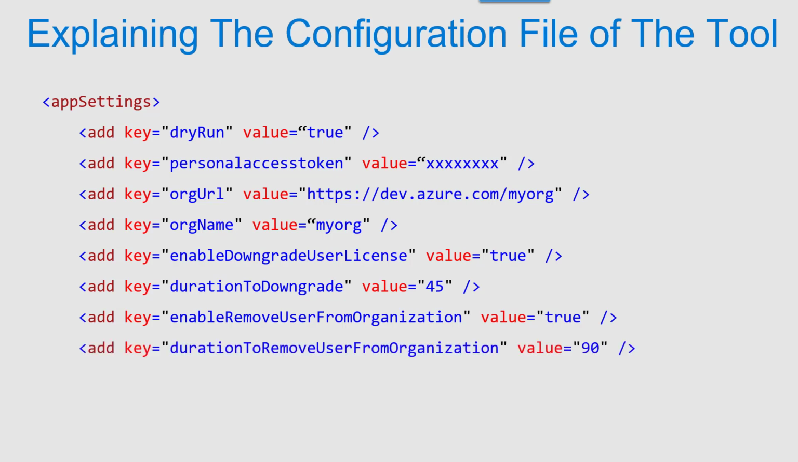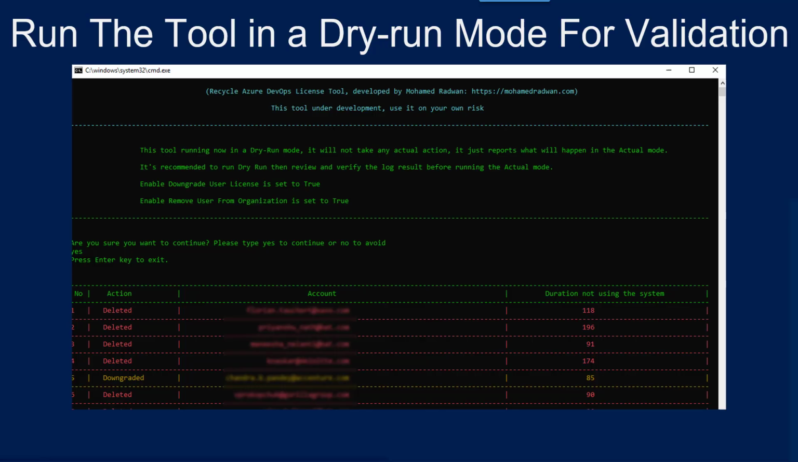And this is the duration to remove user. If you disable this switch, it means that you are not going to remove any users. And of course, the duration is just the duration in days for how many days you want. If the user is not using the system, then it will be removed. So this is the main configuration of the tool.